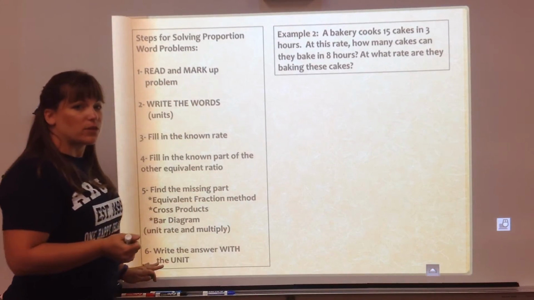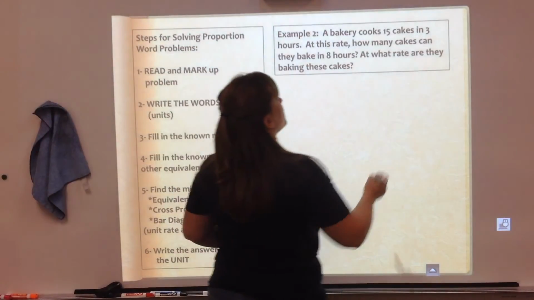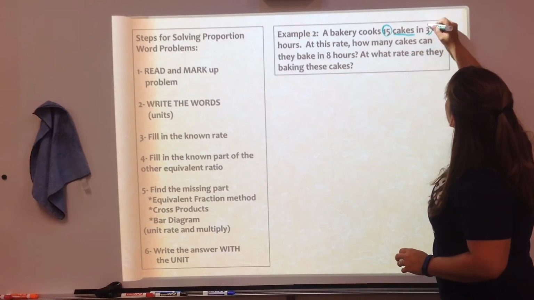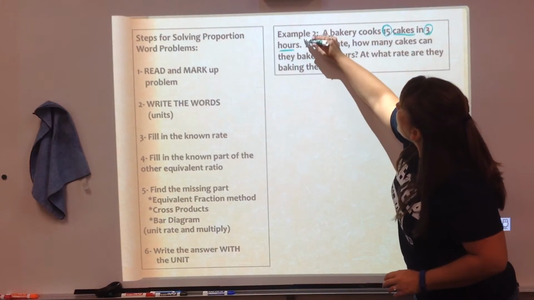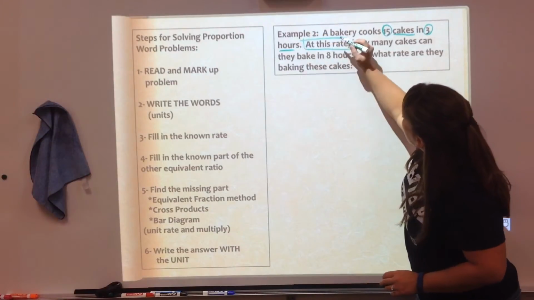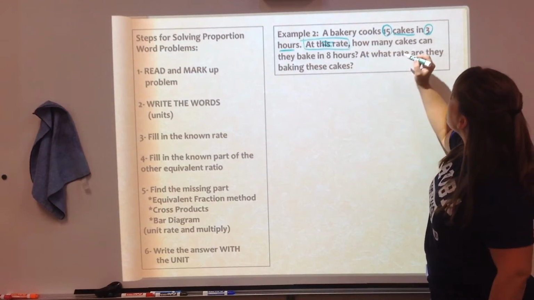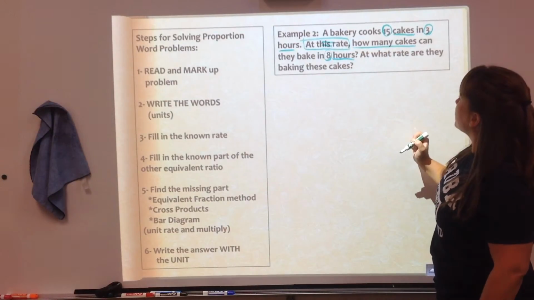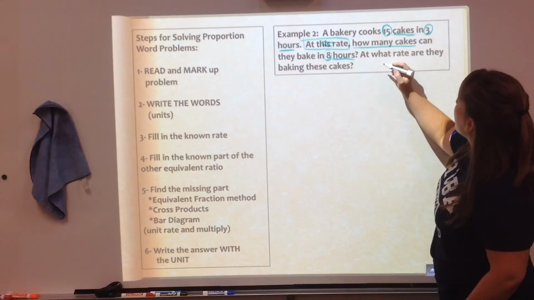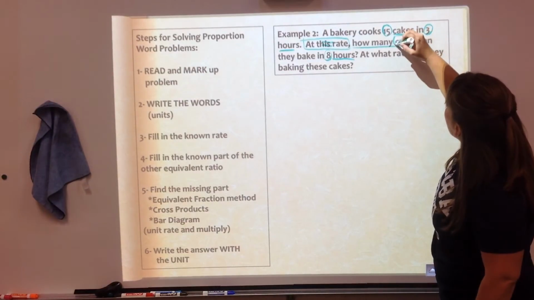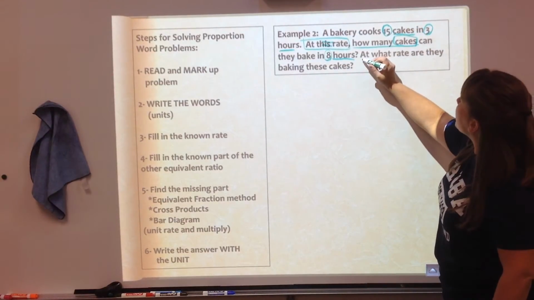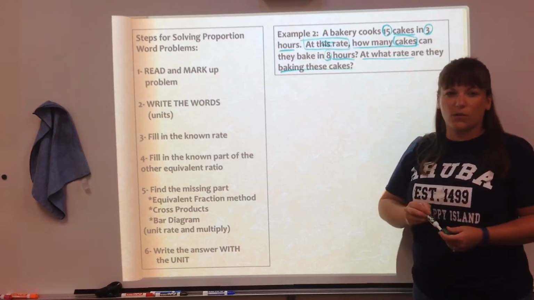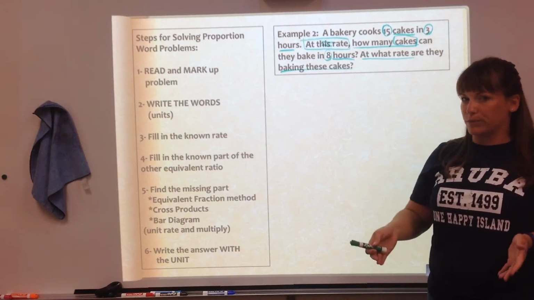So I have the steps here to help me remember for this one as well. I'm going to mark up as I read. A bakery cooks 15 cakes in 3 hours. At this rate means at this same rate. How many cakes can they bake in 8 hours? So let's think about that. We have to find the number of cakes. And then we're asked at what rate are they baking these cakes at? So at what rate means per hour.